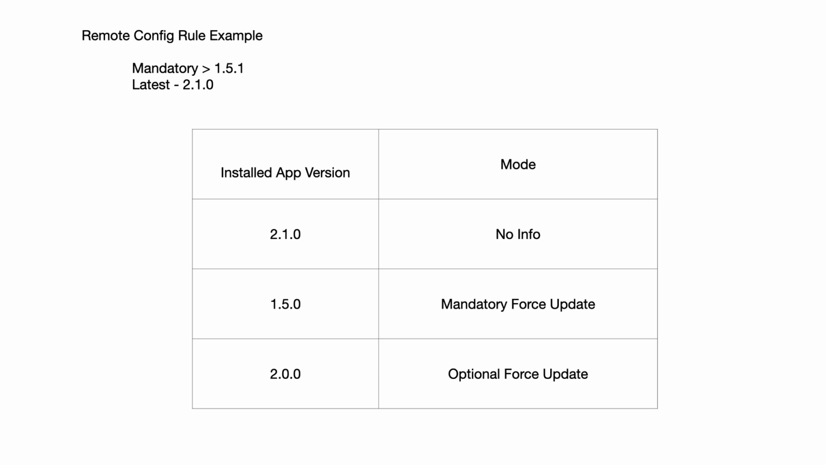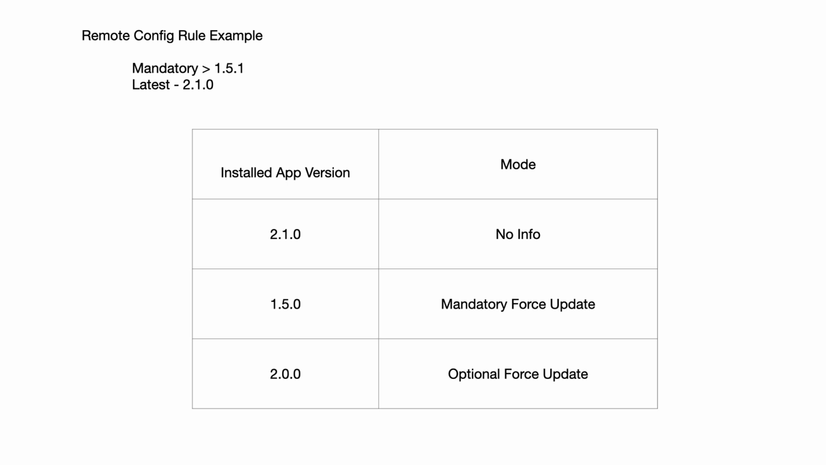Now that we have looked into enough theory, let's try to create a mind map by looking into the force update situations. The slide shows remote config rules. It states that the minimum version supported is 1.5.1 and the latest version is 2.1.0. Any version of the app that is less than 1.5.1 will not be supported.